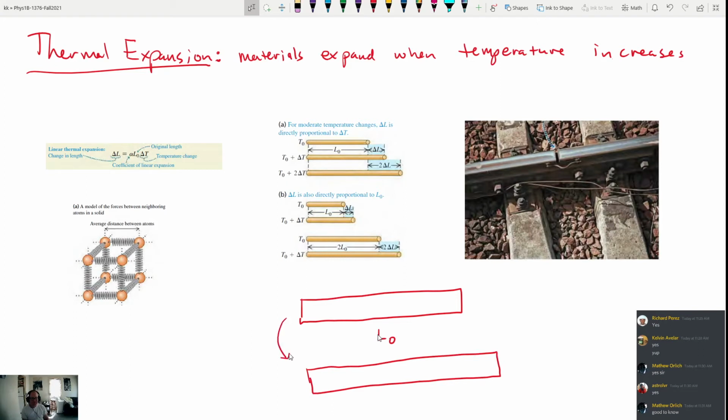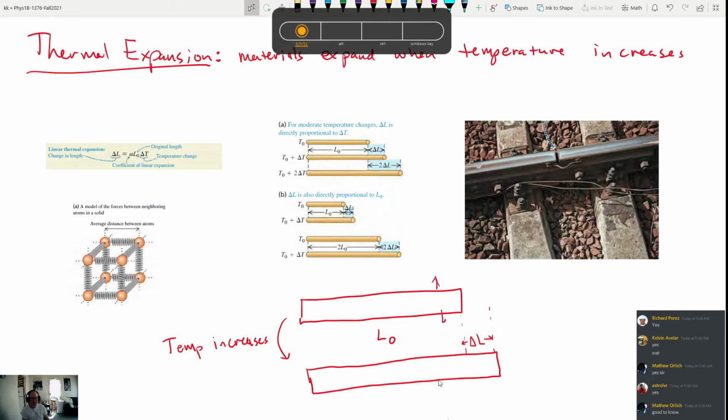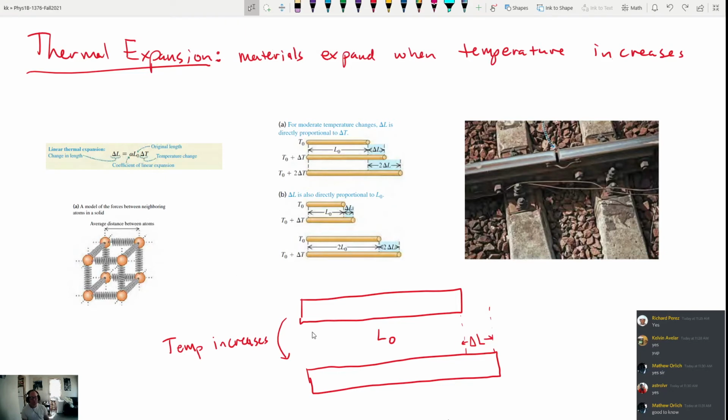As we go from here to here, the temperature increases, and the idea is that the object is going to expand by a small amount. We are going to call that small amount delta L. Delta L will be this distance here that the object actually expands by in the length direction. It's also going to expand in this direction too, but we'll talk about that in a second. We're just now going to worry about how much longer an object gets when you add temperature to it. The amount of temperature you add is going to directly be related to the amount of expansion that you get.